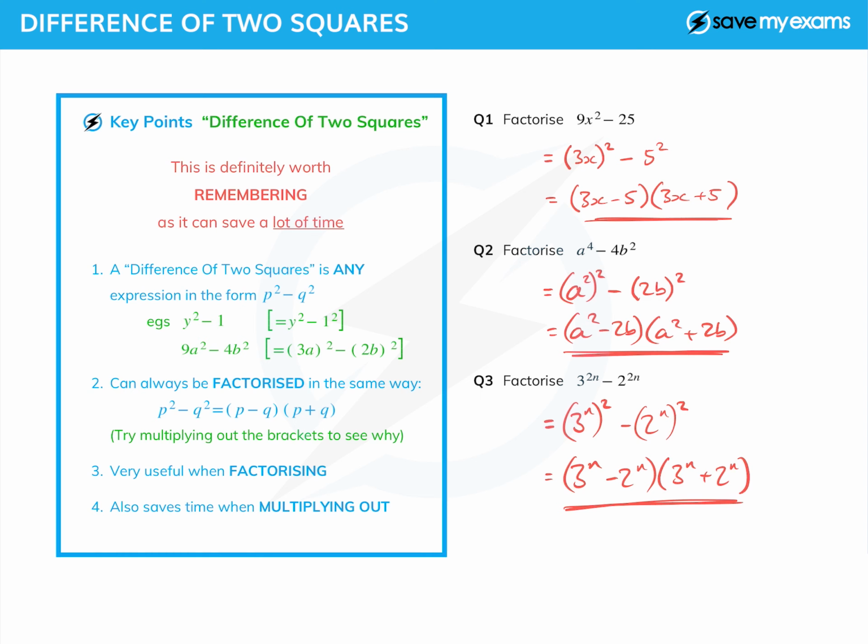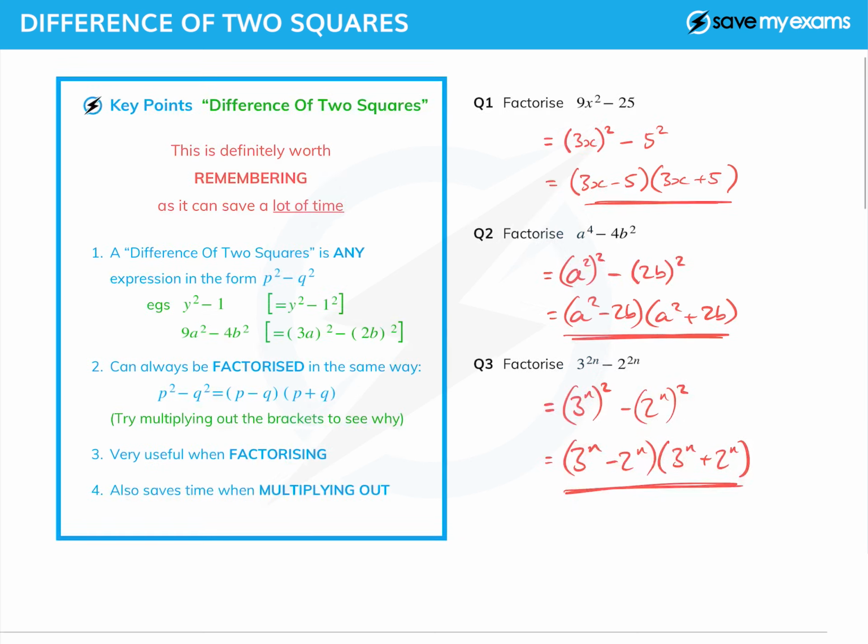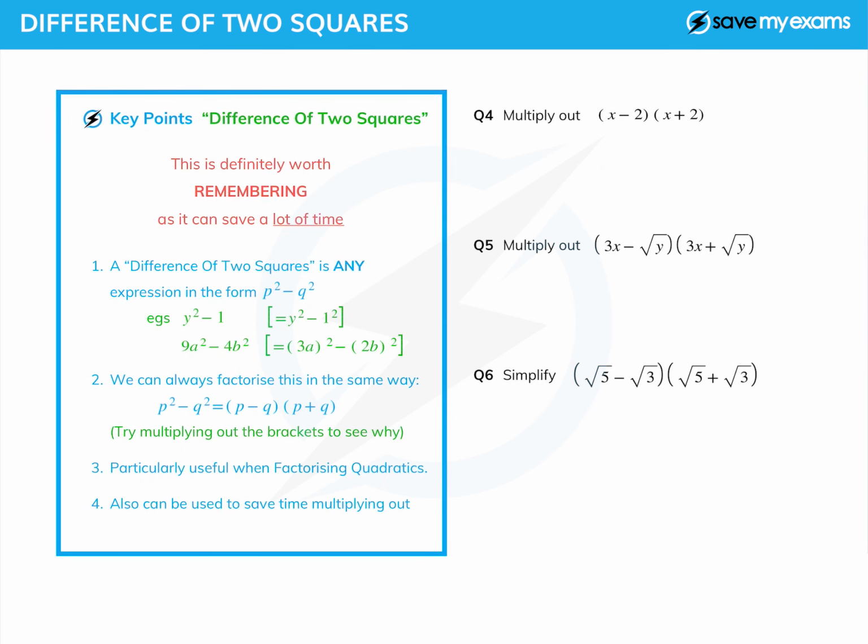Okay, now why would you ever need to do any of those? Well, it might crop up in a question, or you might just be asked to do it. So that's factorising. Let's have a quick look at multiplying out as well. This is almost easier. We can just say, look, here are my p and my q, x and 2, there they are in both brackets, (x minus 2) times (x plus 2). And so I can almost just write down the answer. This is x squared minus 2 squared, p squared minus q squared. And so that is x squared minus 4, if I want to simplify that.